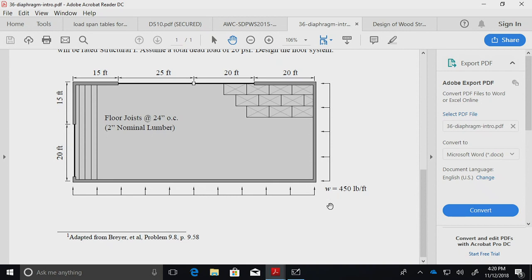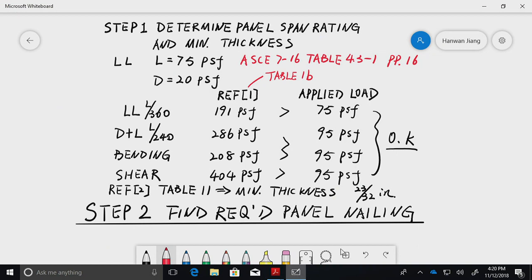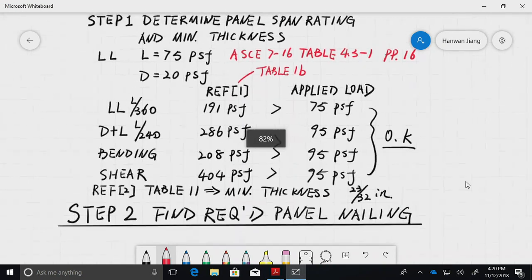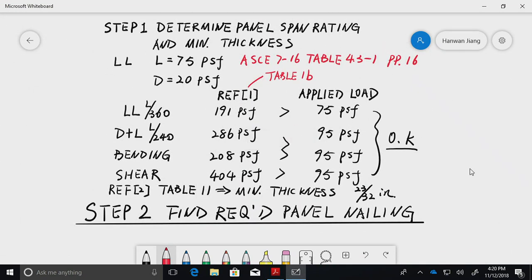Okay, the wind load is already given as 450 pounds per linear foot. So we want to check the wind load either in the transverse direction or in the longitudinal direction. As we have talked about, step one is going to be to determine the panel span rating and minimum thickness. So it is the same as we did for the structural panel design.